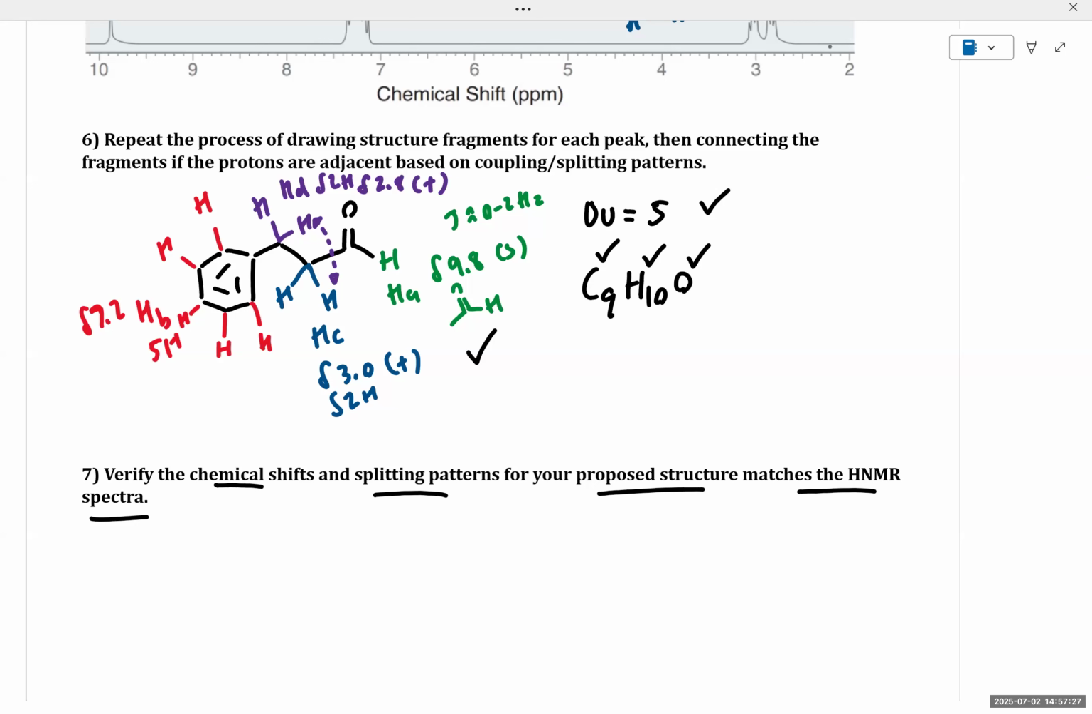We're going to do some more examples on this, but I wanted to present this guided example and help you break down the steps to interpret a proton NMR spectra. We're going to be applying this process to the next few examples.